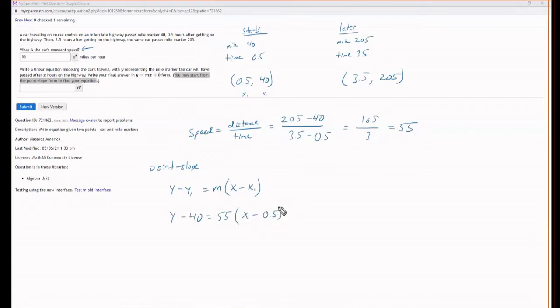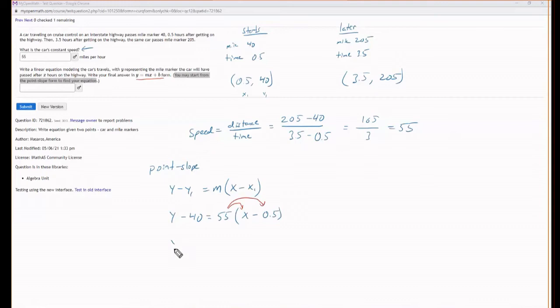Okay, and because we were given this as 0.5 hours, I'll leave it as 0.5. If you want to write it as 1/2 and use fractions, that's fine. But I think that we're okay with using decimals here too. What I need to do now is 2 steps of algebra. I'm going to simplify this so it looks like y equals mx plus b. So my first step is going to be to distribute the 55.